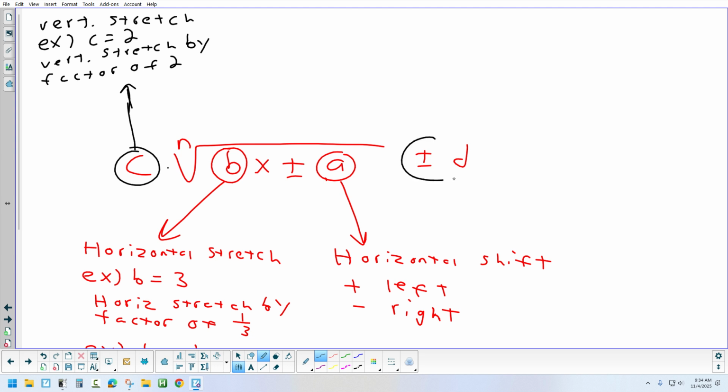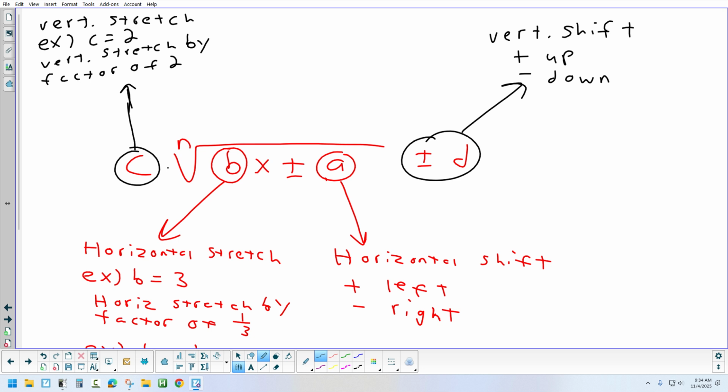And the last one is D. D is addition or subtraction, and it's like A, but on the outside. So what kind of transformation do you think D is? Vertical shift. Yep. And there's nothing backwards about it. Positive is up, negative is down. Okay. So that describes mostly what the A, B, C, D do.